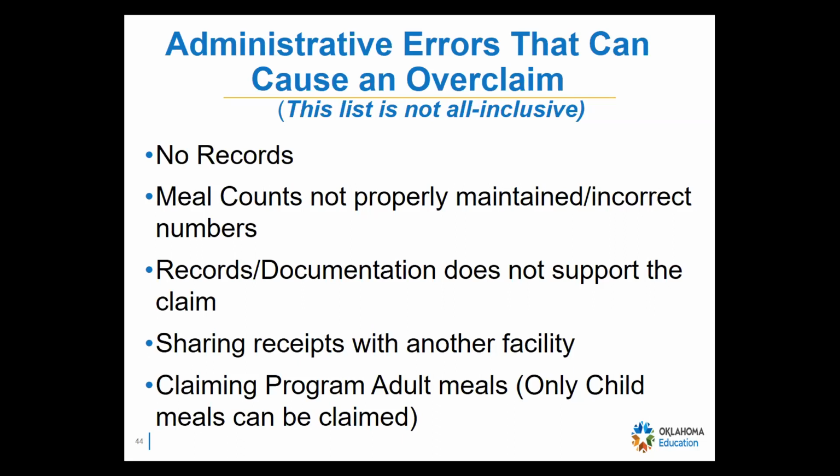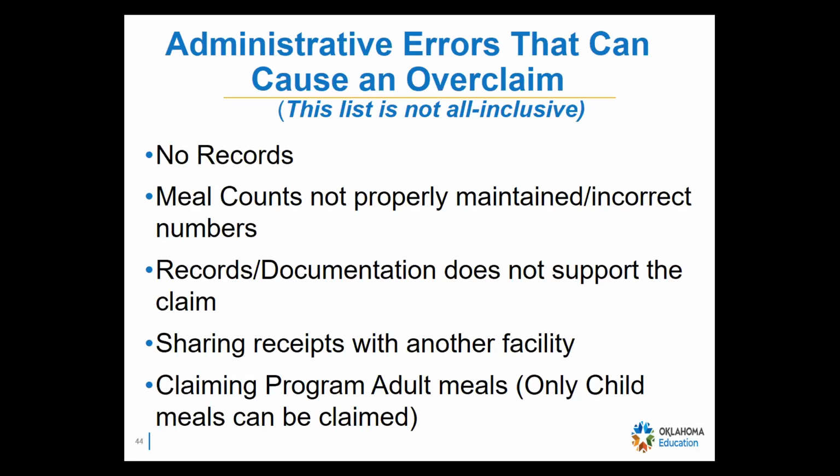We had this question in our big training, what does that mean? If you're multi-sited, I understand that you're buying for different sites, but I'm talking about when daycare A gives daycare B receipts for food that was served at daycare A but not daycare B. They're just helping them and giving them receipts.